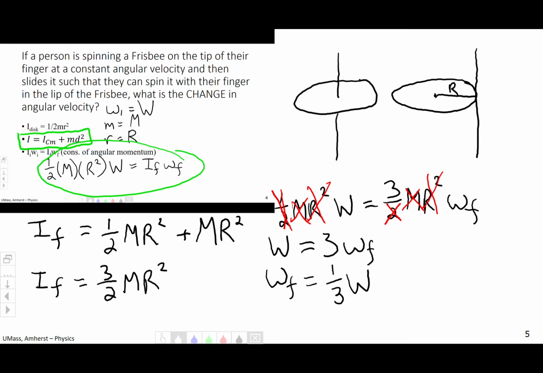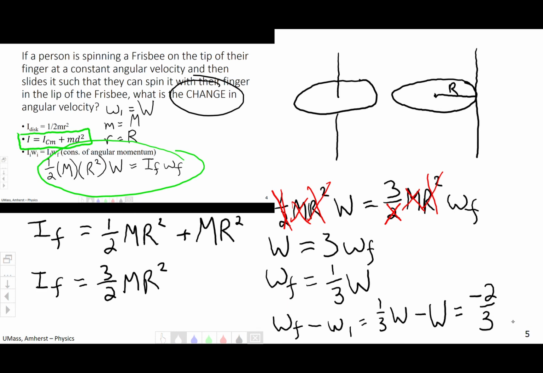However, we're not done. What I asked for is the change in angular velocity. So that means omega final minus omega initial, which is 1/3 W minus W. So we get negative 2/3 W as our change in angular velocity. That's a very basic example of the parallel axis theorem. If you have any questions about it, come see me. We just need to know that we can adjust our moment of inertia if we rotate around a new axis.